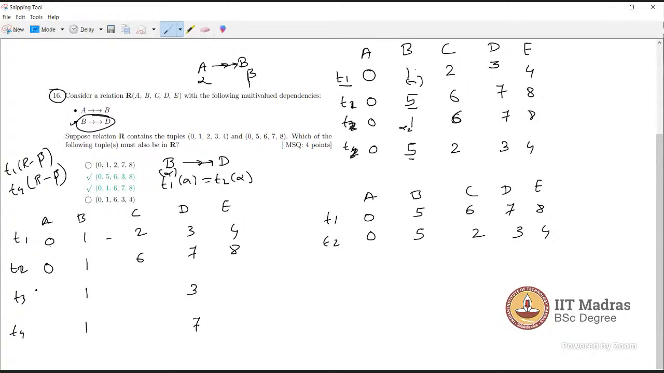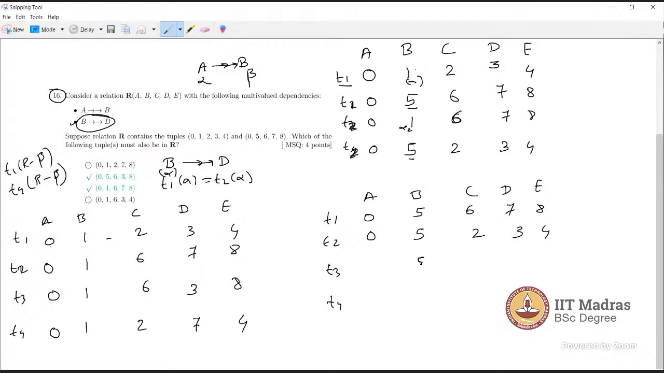So here T1 is 0, 2, 3, 4. So T4 will be 0, not B, yeah, 2 and 4. And here T3 R minus beta equals T2 R minus beta. So 0, 6, and 8. Okay. Any doubt in this part, like how I got this, right? Is it clear, right? Yes, sir. Clear. Yeah. Now same thing we can apply to this table also.